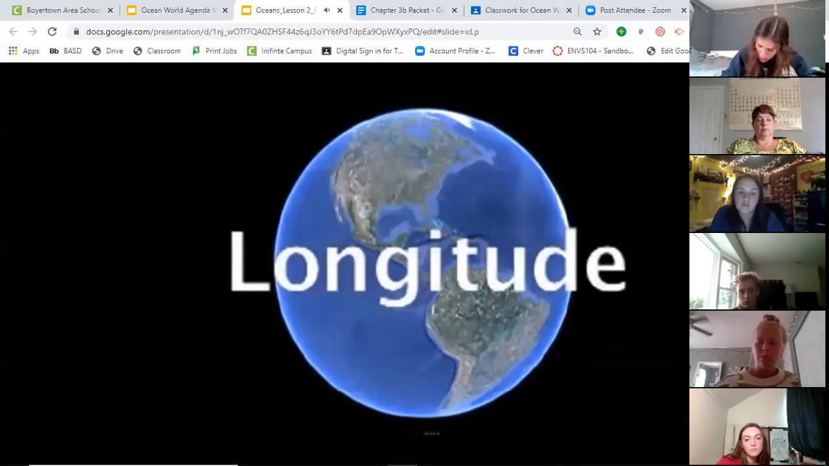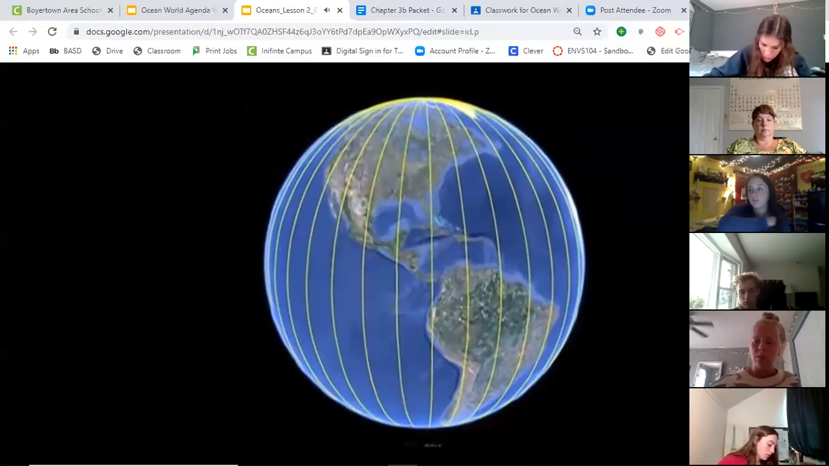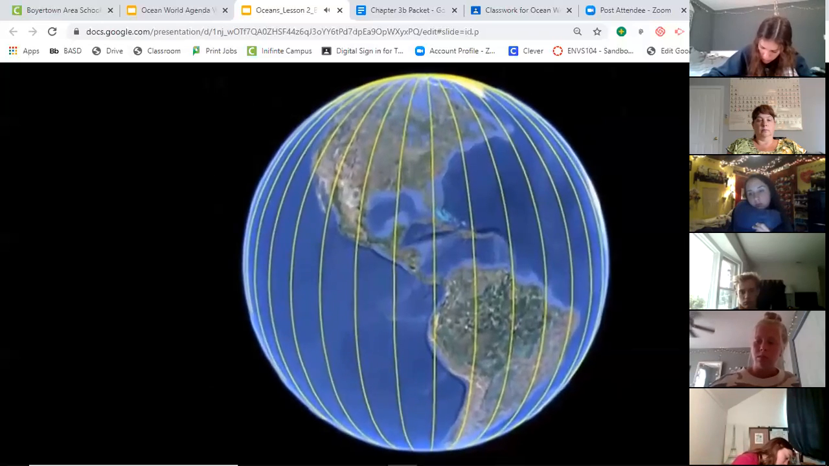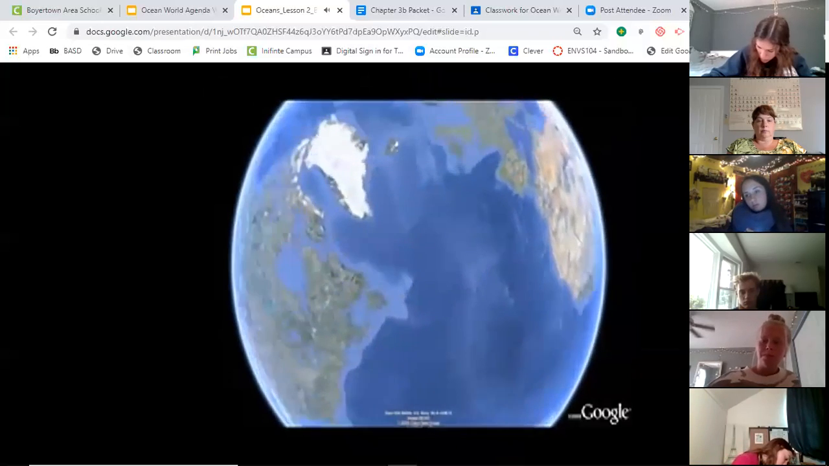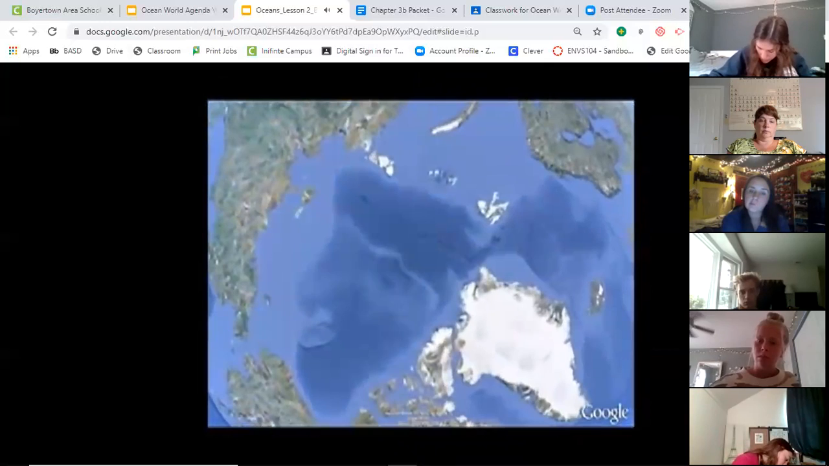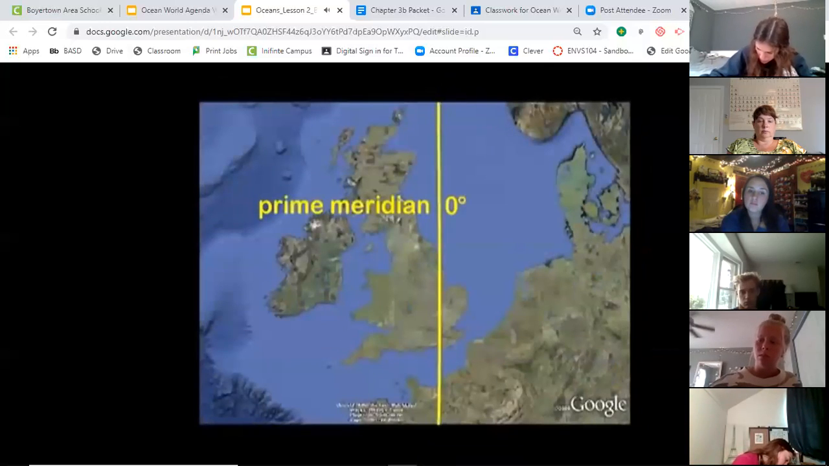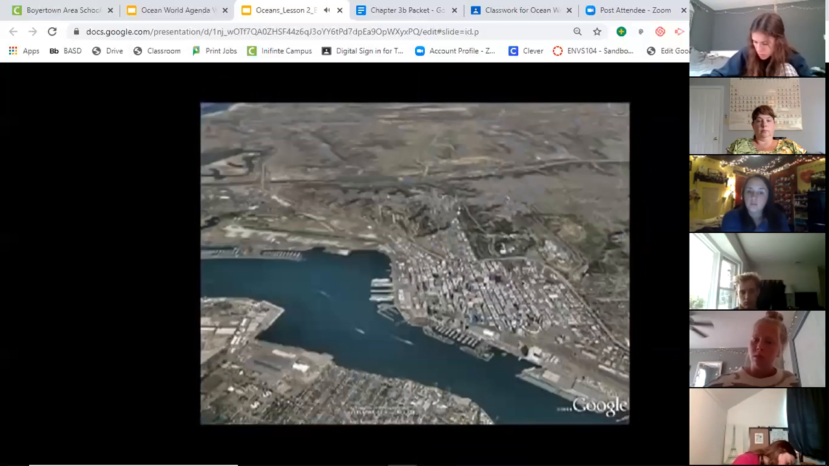Longitude. The lines that run north and south are called meridians of longitude. These lines are measured the same way as parallels of latitude, using degrees, minutes, and seconds. However, unlike latitude, lines of longitude are not equidistant from each other. Meridians intersect at the north and south pole. 0 degrees longitude is called the prime meridian. It passes through the Royal Greenwich Observatory in Greenwich, England.